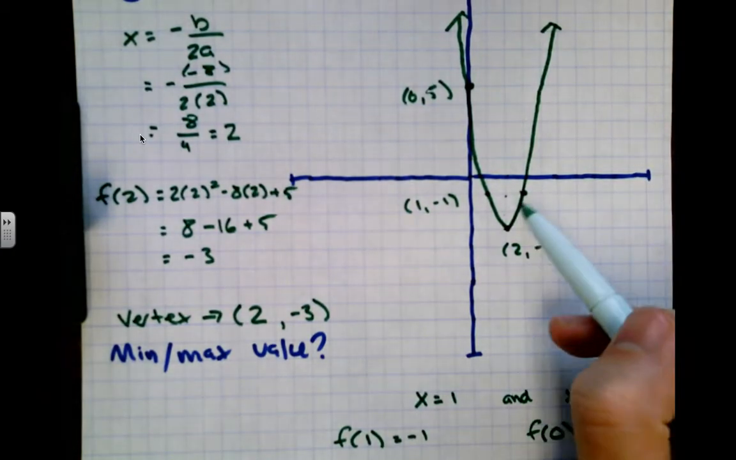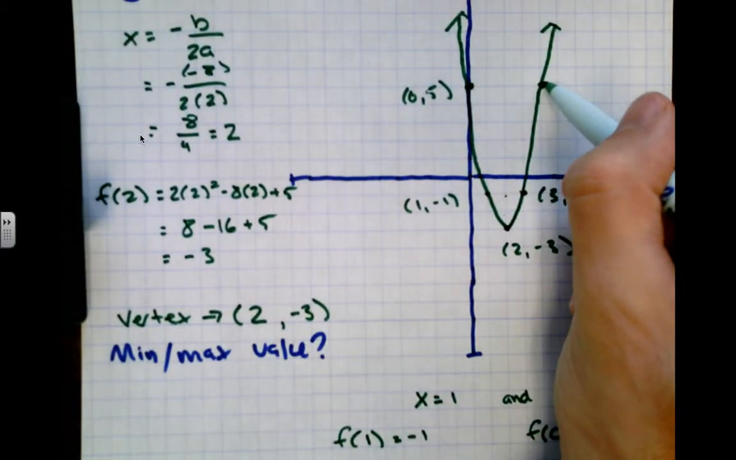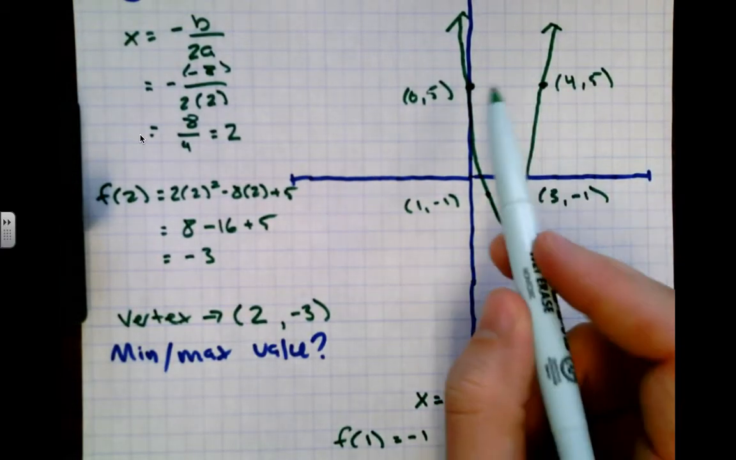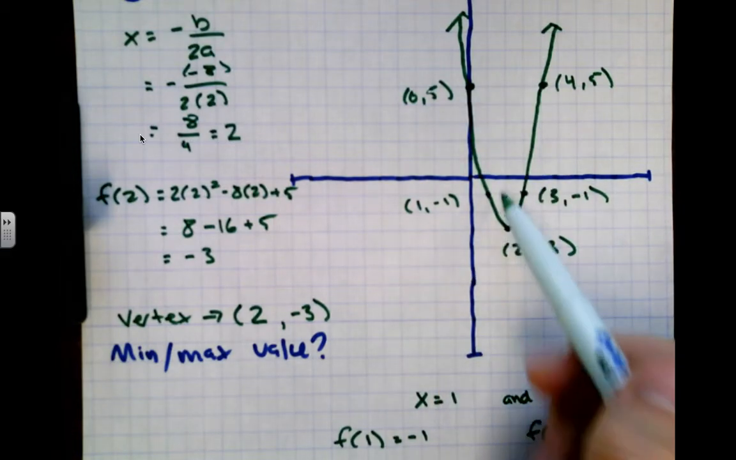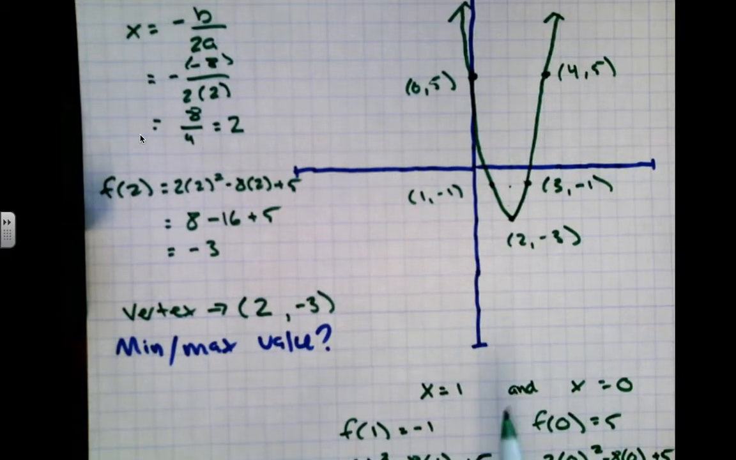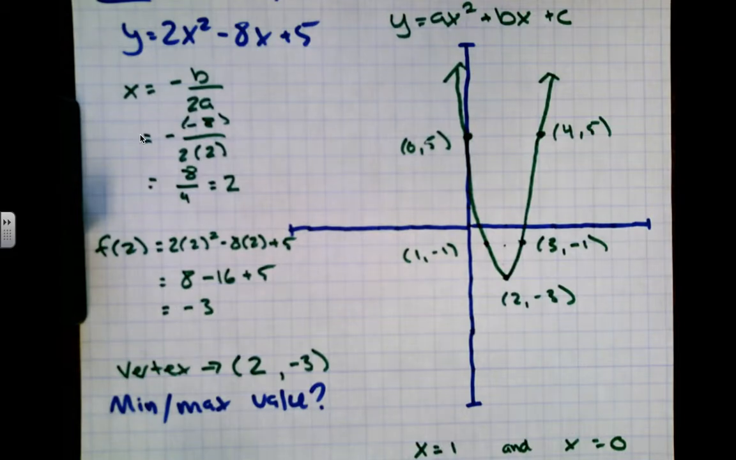If you went about doing the points on the right hand side, you should have gotten (3, -1) and (4, 5), which we see are just mirror images across the axis of symmetry. Now, looking at this, it makes sense that our graph opens up because our a value is positive. It isn't negative. If it were negative, it would open downward.